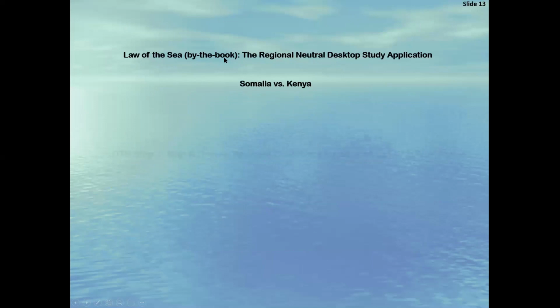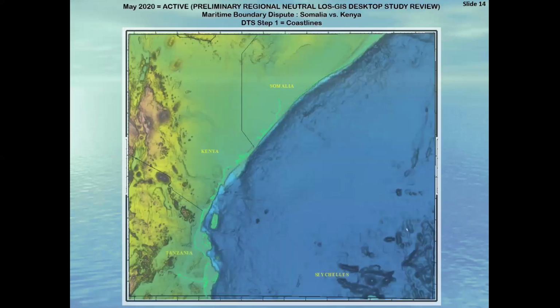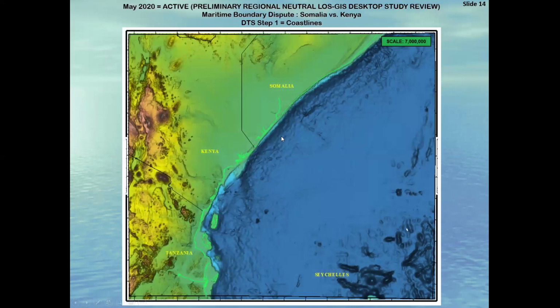So, law of the sea by the book, the regional neutral desktop study. Step 1, map and review relevant coastlines for all applicable coastal states. Now, this is the key setup when we do a desktop study. We need to sort of understand the coastal front. So this is our desktop study. It's a 1 to 7 million scale overview.